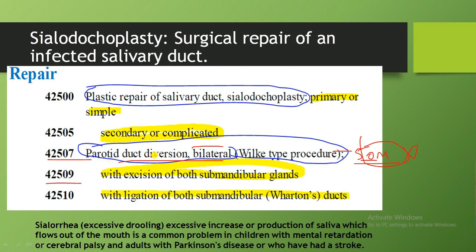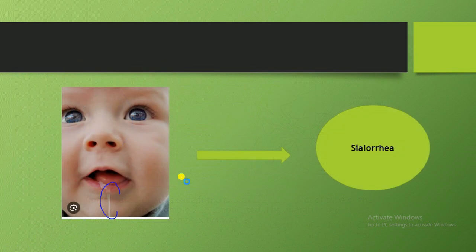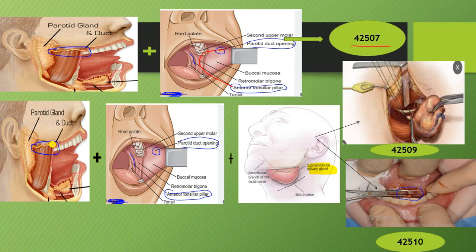Now we will see 42509. This is parotid duct diversion, bilateral, with excision of the submandibular glands on both sides. Both submandibular glands are removed. Here in this image, in the 42509 procedure, the provider will identify the duct and relocate it into the anterior pillar. The diversion is done. And also he will remove the submandibular glands. See, these are the submandibular glands. Excision of the salivary glands is done.